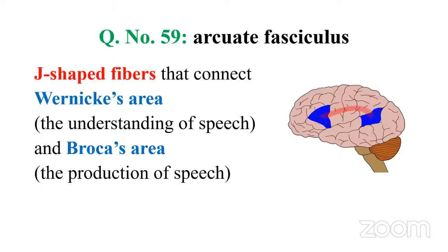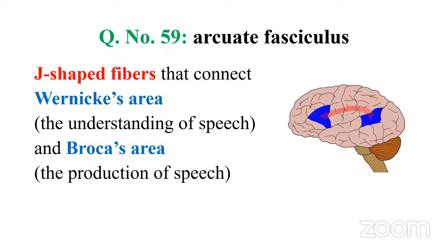And that is the arcuate fasciculus. What you see on the screen is a bundle of J-shaped fibers, a kind of neuronal tract. These fibers connect Wernicke's area with Broca's area, understanding and production, right? Without this, there won't be any connection. So this should come in the middle.